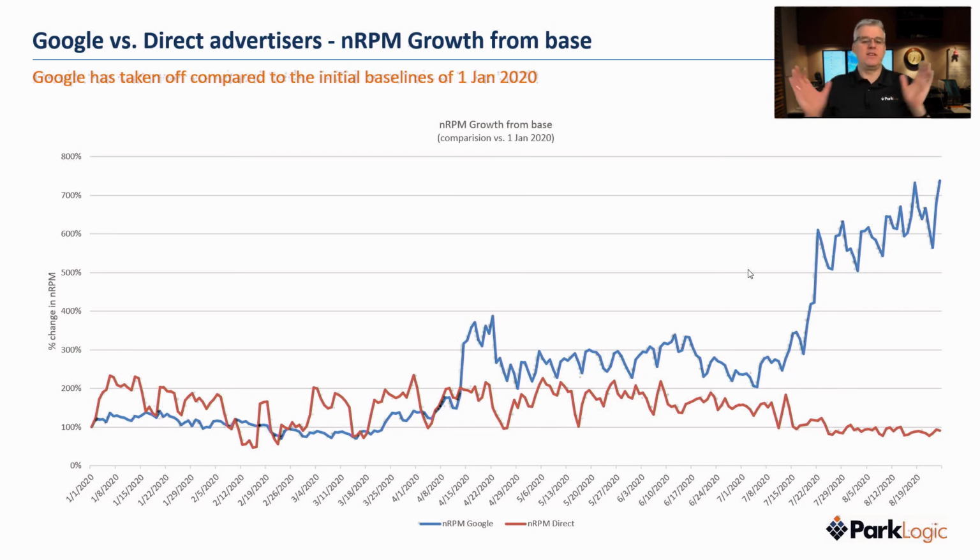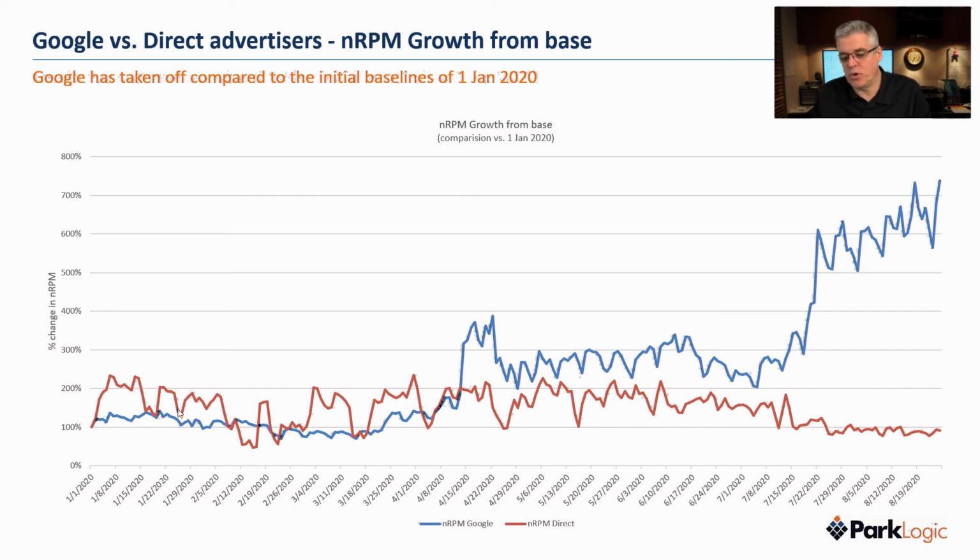So now this is a great chart. This is comparing the normalized RPM for Google compared to the very beginning of the year. I just chose January the 1st. Would it be a good date to choose? Maybe not, but anyway, we can argue about that another time. But I compared every day as a percentage compared to January the 1st. And look at that curve.